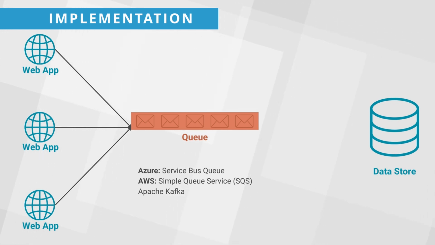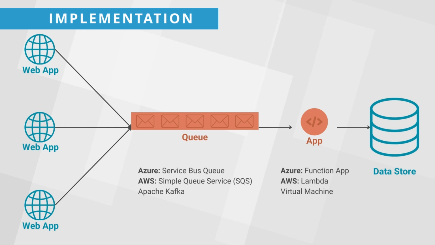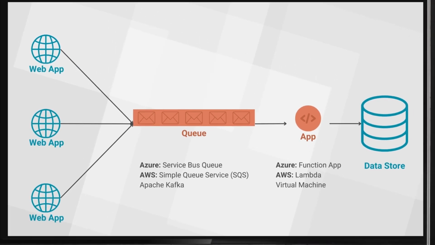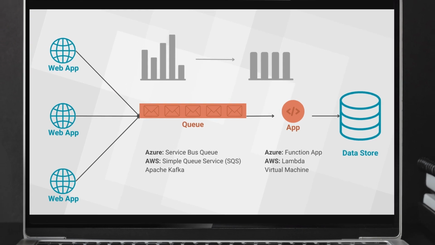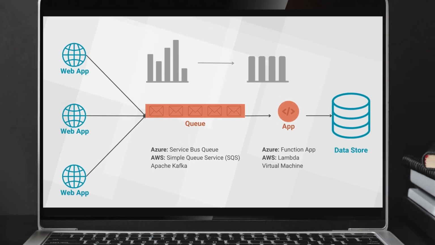To do this, an app can be used to read messages from the queue and perform read-write requests to the data store. Again, we can use Azure Function, AWS Lambda, or deploy a VM to run our custom application. By controlling the rate at which the custom application passes requests to the data store, the application logic can prevent the store from being overwhelmed. In this way, this pattern helps minimize the impact of peak demand on availability and responsiveness of both the task and the service.